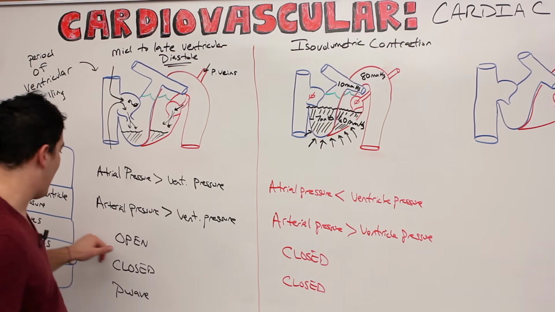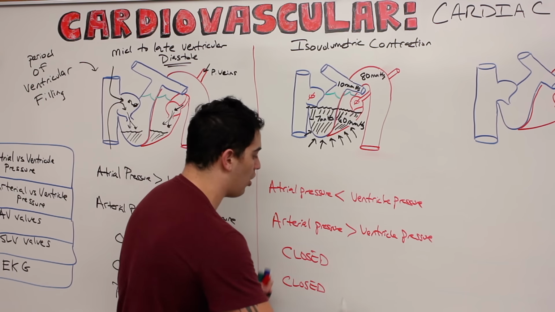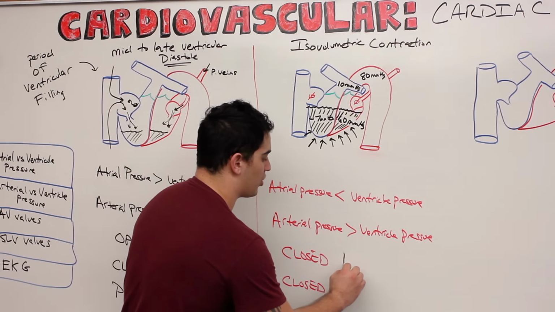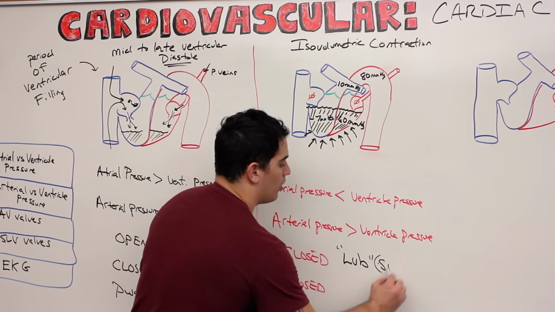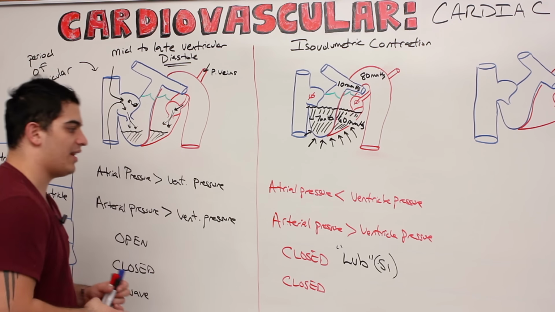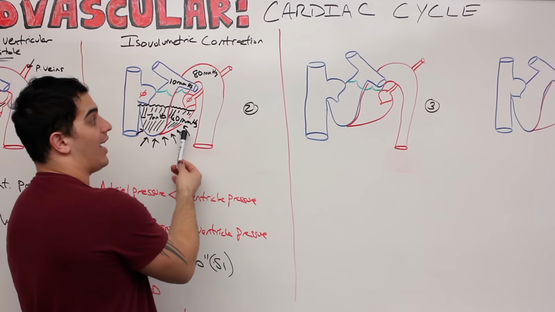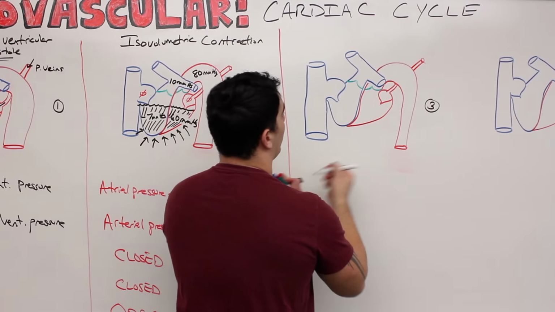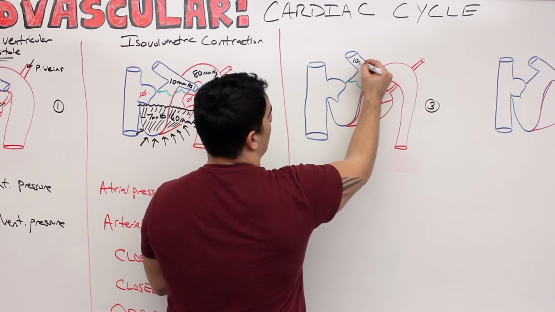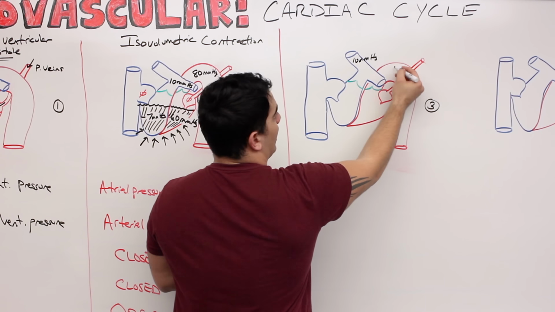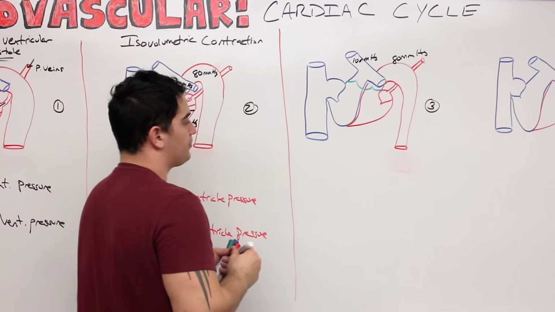When the AV valves snap shut, it's actually going to produce a sound, which is your first heart sound, and this first heart sound is called lub. So they call this S1, which is your first heart sound, and that's going to produce the sound lub. What we remember from this phase is that it was starting to contract. Well, guess what? Let's say that this one's about 10 millimeters of mercury, and this one's about 80 millimeters of mercury, right?